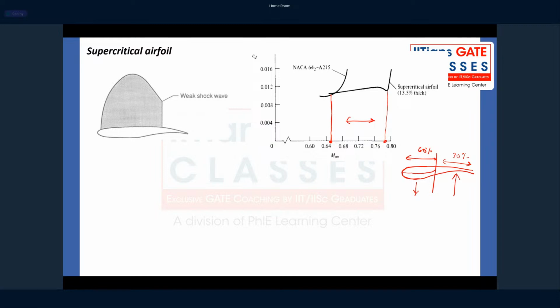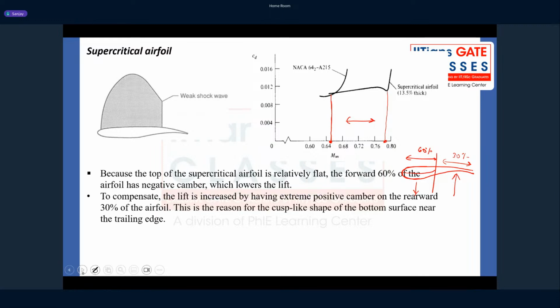Okay, so there is loss of lift, but there is also an increase in lift near the trailing edge side due to the extreme positive camber. So the total lift does not get affected by using a supercritical aerofoil. That is the advantage of using this kind of aerofoil. Okay, so that is what is written here.